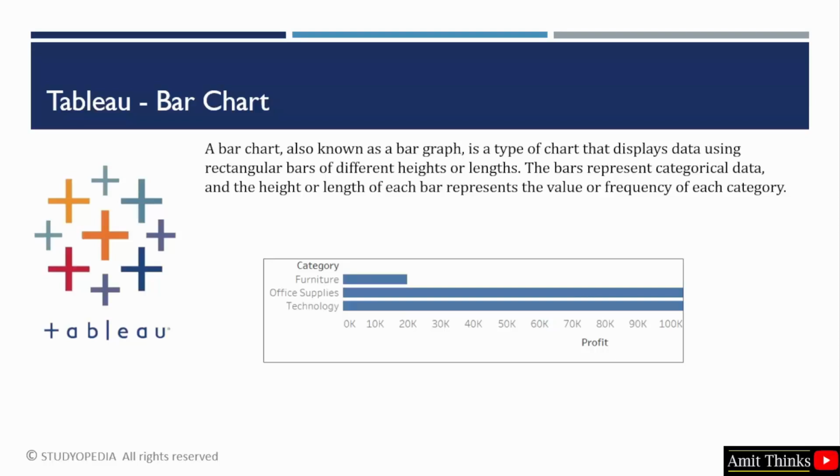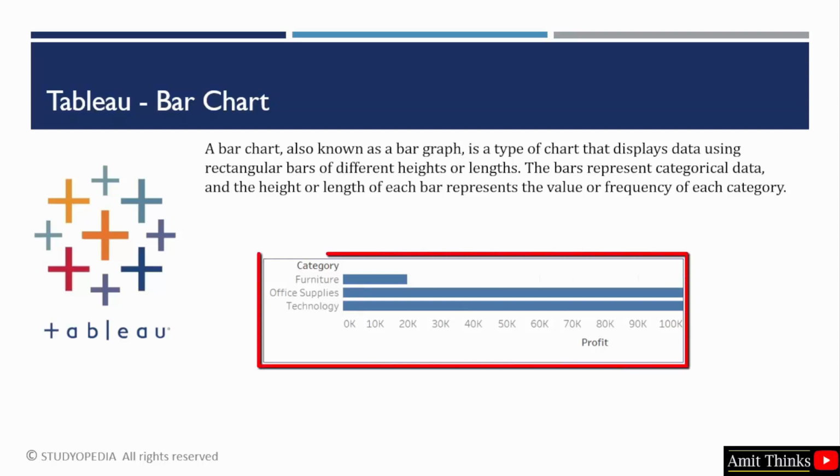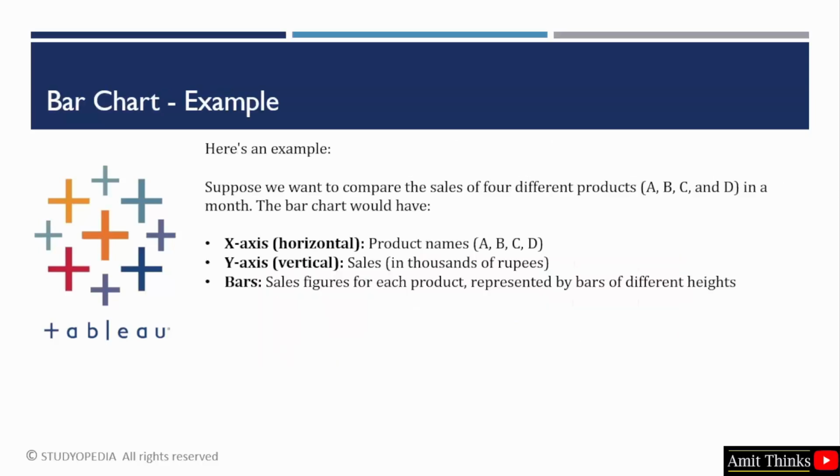So consider bar chart as a chart to display data using rectangular bars of different heights or lengths. So here is an example. Okay. This shows the sum of profit across three categories: furniture, office supplies, and technology. The bar represents categorical data, right? And the height or length of each bar represents the value or frequency of each category. So here we are displaying the sum of profit across categories using a bar chart. So this was an example.